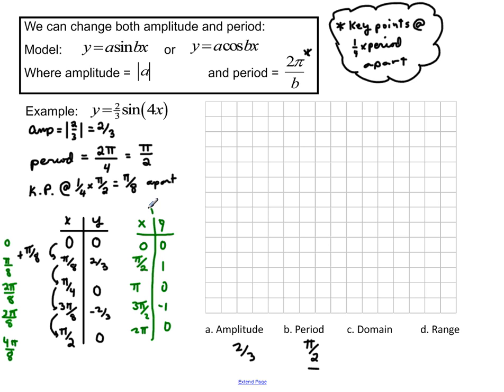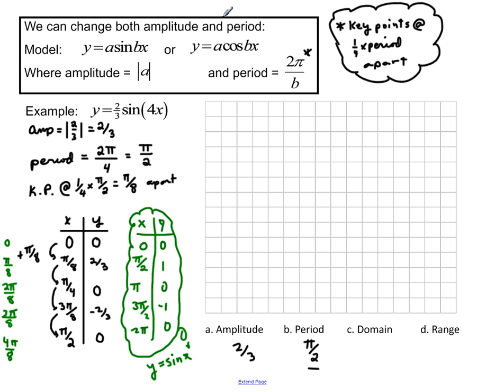But remember, we've changed the period, so we have pi over 2 is the period, right? We could fit 4 full periods within 2 pi radians here. And our y values, 0, 1, 0, negative 1, and 0, for the graph of y equals sine of x, looks like this, but we take each of these y values and multiply them by 2/3. So 0, 2/3, 0, negative 2/3, and 0.